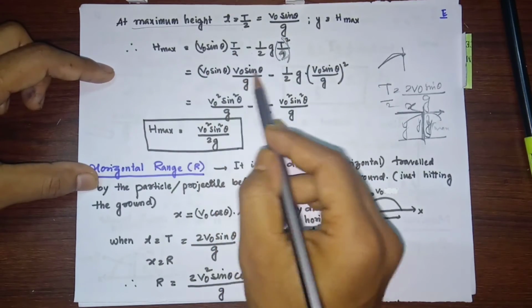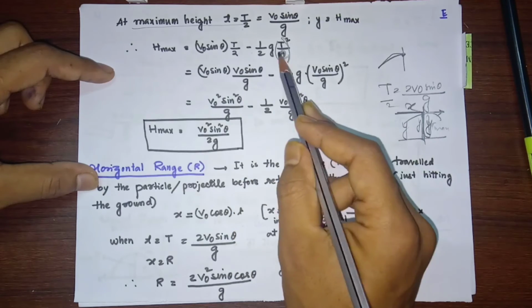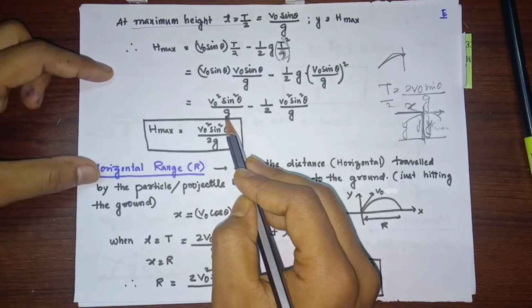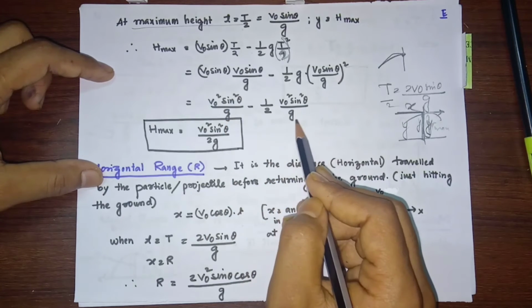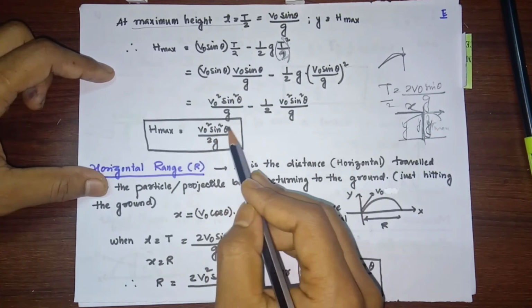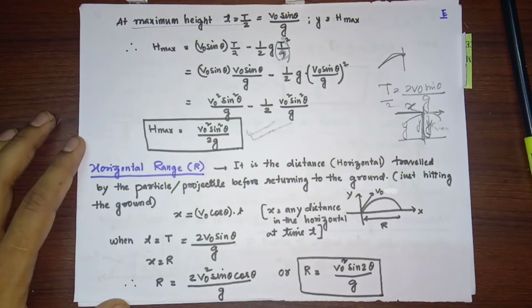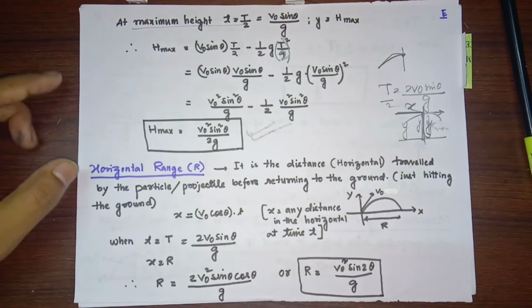Okay, so after solving it, with T by 2 being v naught sin theta by g, it will be v naught square sin square theta by g minus half v naught square sin square theta by g. So after solving it, it is v naught square sin square theta by 2g. So it is the maximum height attained by the projectile during its motion.